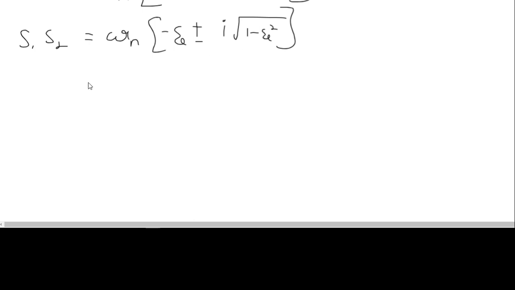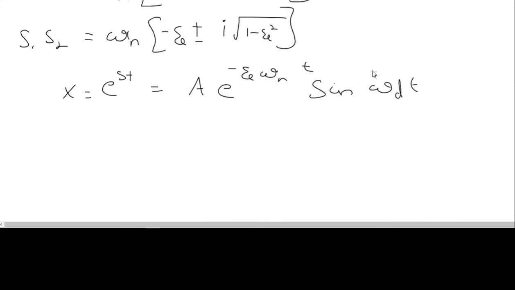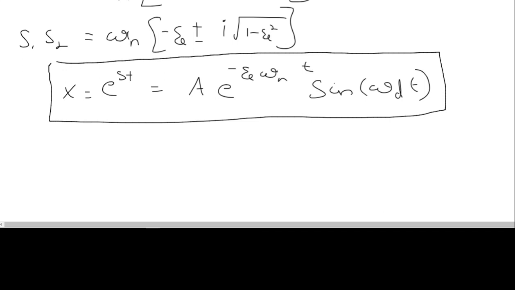And if you put it in the general equation, that is x is equal to e raised to st, we got x is equal to e raised to st as our general equation. If you put it, then you will get A times e raised to negative epsilon omega n t, sine omega d t. You don't have to explain this in the exam, the derivation is not required for this one, so I am skipping that derivation, and you can only write till here. This is not actually required.